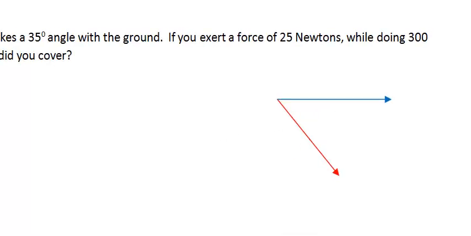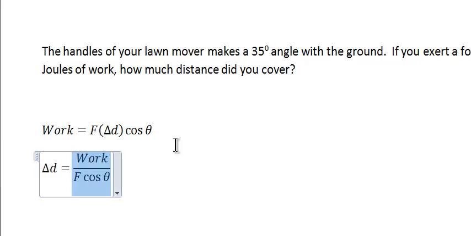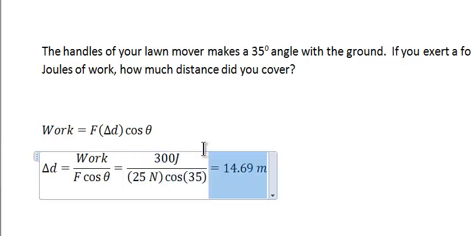All of those were given to us in the problem. We have to solve for delta D because that's what we were asked for, how much distance. And let's see, that would be work divided by force times cosine of theta. I plug the numbers in that I know, 300 joules for work, 25 newtons for force, cosine of 35 degrees. Grab my calculator, and that comes out to 14.69 meters. That's how far you went doing 300 joules of work at a 35-degree angle and 25 newtons worth of force. That's all there is to that one.